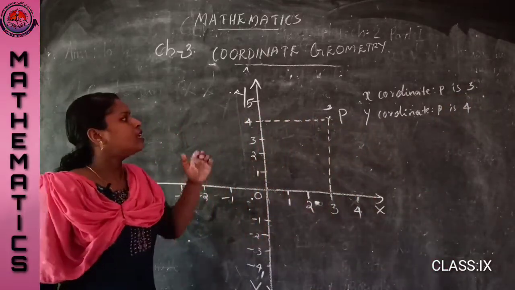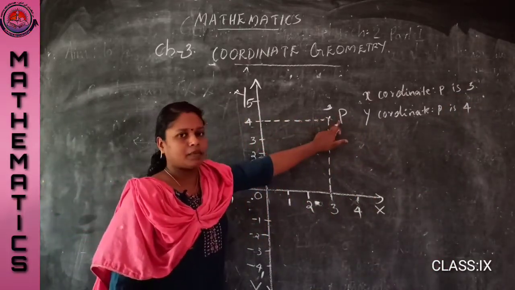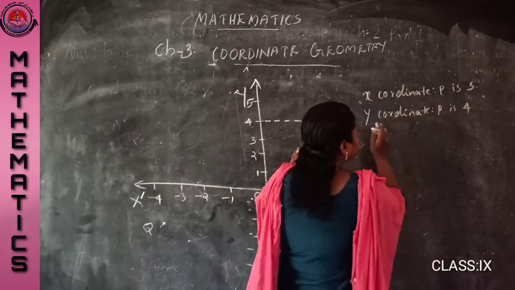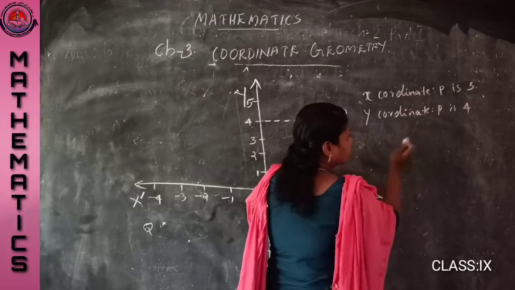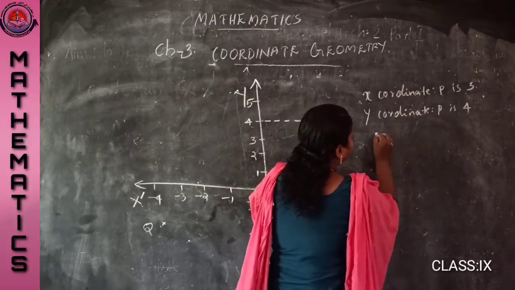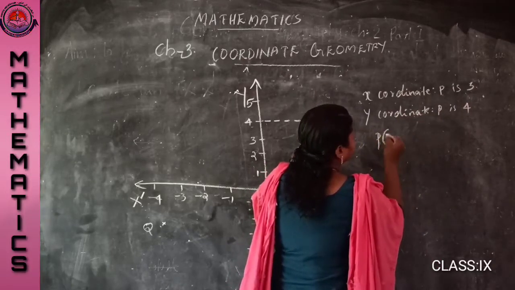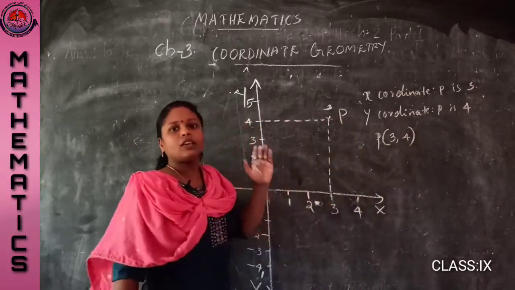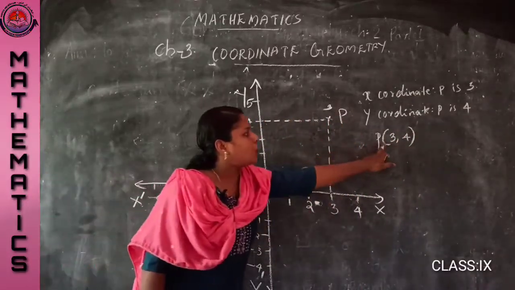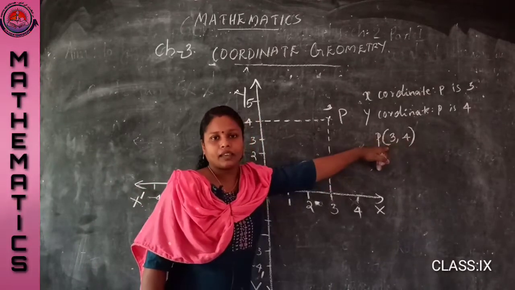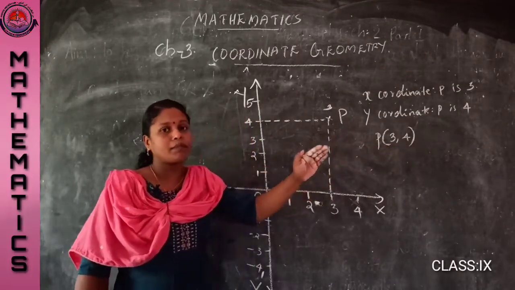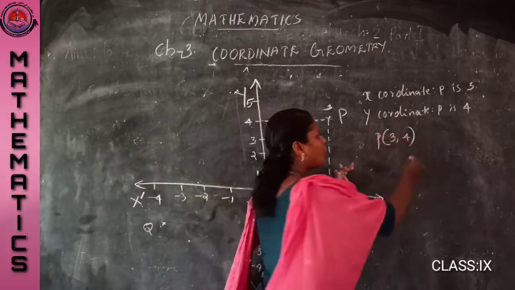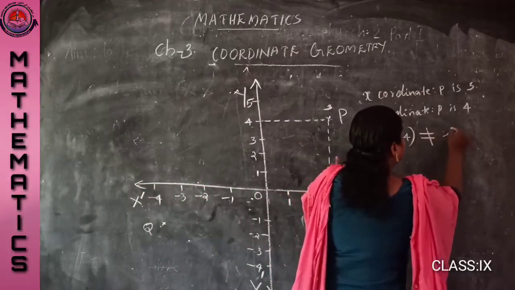That is the coordinates of P. X coordinate is 3 and y coordinate is 4. Therefore, the coordinates of point P is (3, 4). This is called an ordered pair. Ordered pair means they are keeping some order. This (3, 4) is not equal to (4, 3).